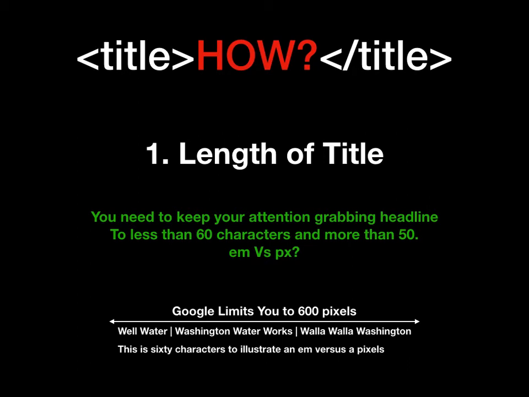If you look at the example I have at the bottom, between the two arrows, that is 600 pixels. And each of those two lines underneath are the exact same number of characters. But you see, I use a lot of W's in the top one to explain that you need to pay attention to this. If you are Washington Waterworks, Walla Walla, Washington, you need to truncate some of this so that you know that your entire tag will be displayed.